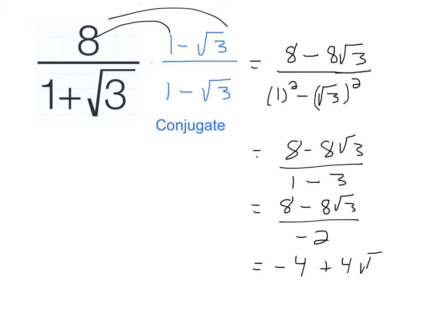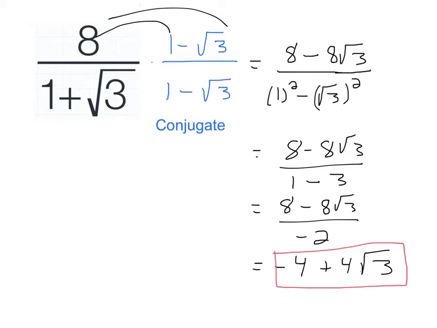And let's clean that up a little bit there. Fix that so it looks a little bit better. And there you go. That's actually going to be your final answer. There's nothing further that we can do with that. That's all that it is. So this is something called the conjugate method.